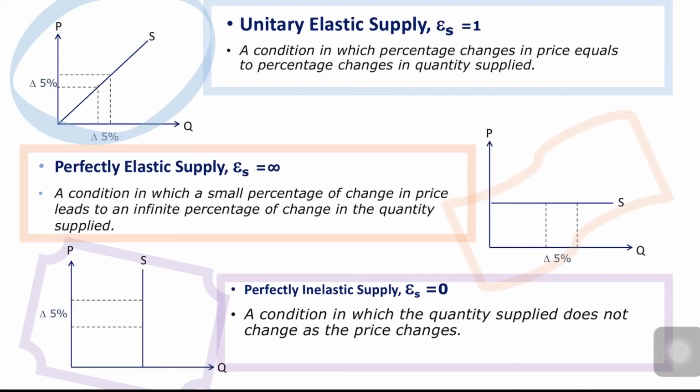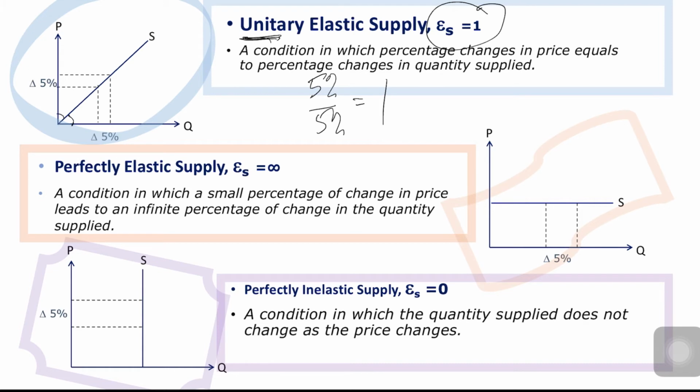The next one is unitary elastic, when you get a coefficient value equal to 1, a condition in which the percentage change in price equals the percentage change in quantity supplied. If you calculate, the coefficient would be 1, 5% divided by 5%.